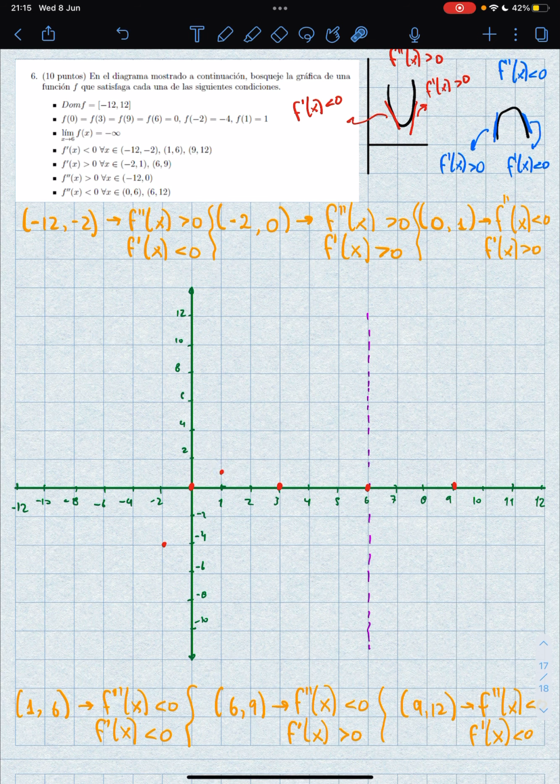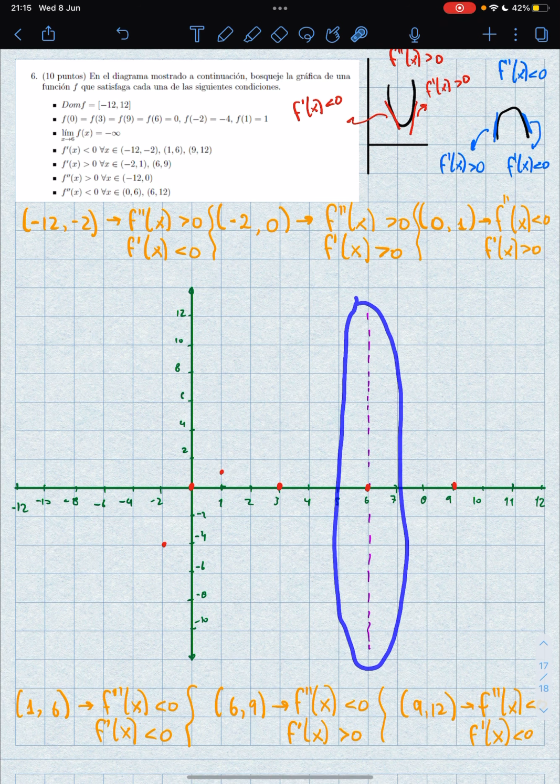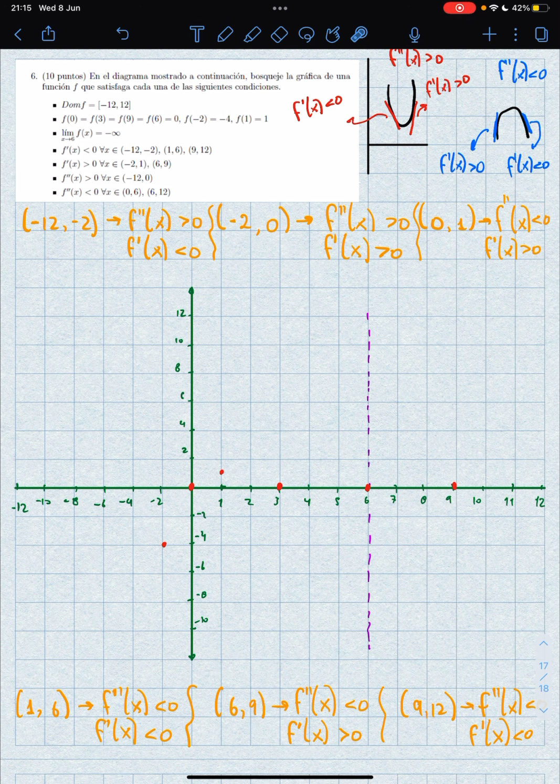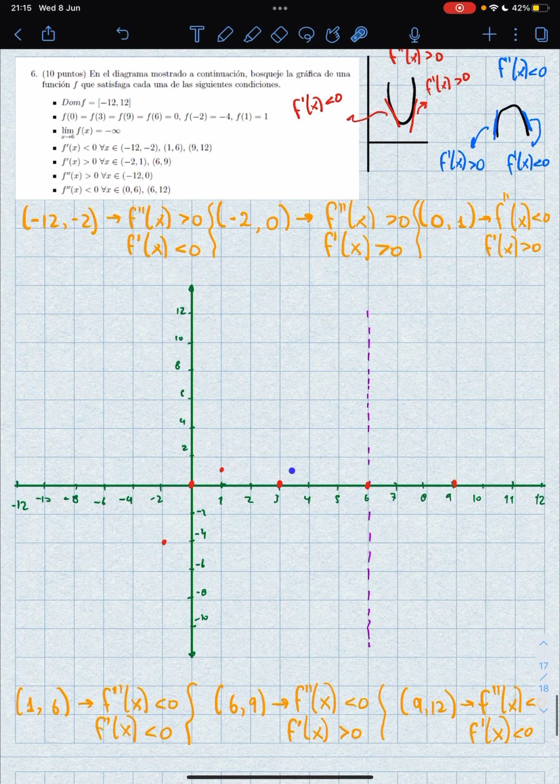Good. Here they're telling us, as you can see, the limit when x goes to 6 of f of x is equal to minus infinity. This means that we have a vertical asymptote at x equals 6, and they're telling us that as x approaches 6, it goes to minus infinity. So you can imagine that this will go something like this, going to minus infinity.